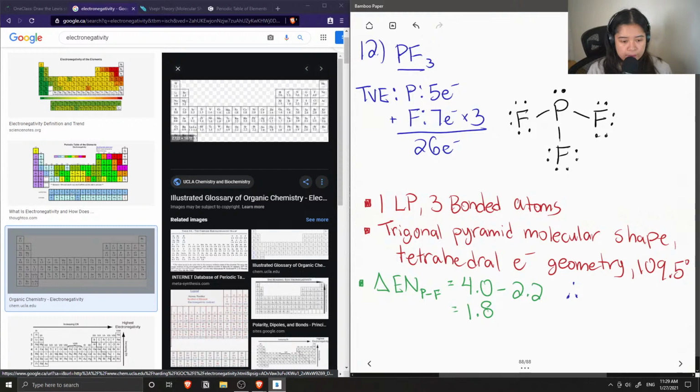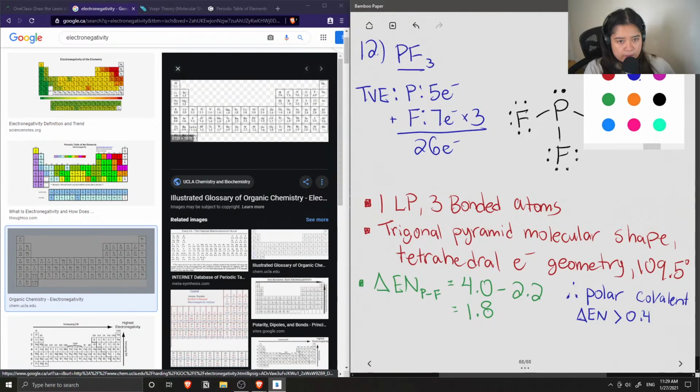Therefore, this bond is considered polar. And we know it's polar covalent because phosphorus and fluorine are two nonmetals. And also our difference in electronegativity is greater than 0.4. So this means it's not nonpolar, and we have a polar bond.